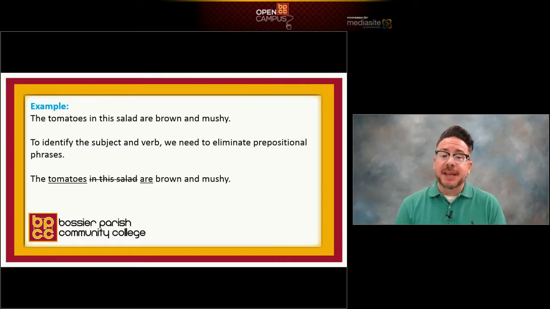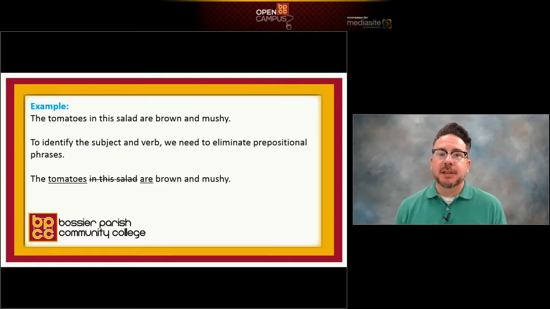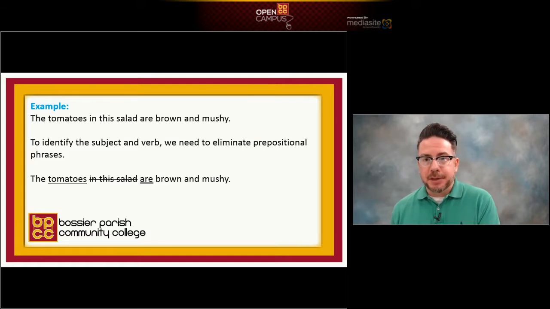The tomatoes in this salad are brown and mushy. So in order to identify the subject and verb, first we need to get rid of any prepositional phrases. In this salad is a prepositional phrase. So we have the subject is tomatoes. Now is tomatoes singular or plural? Well, we know that it's plural, so we need the plural form of the verb, which is are. The tomatoes are brown and mushy.